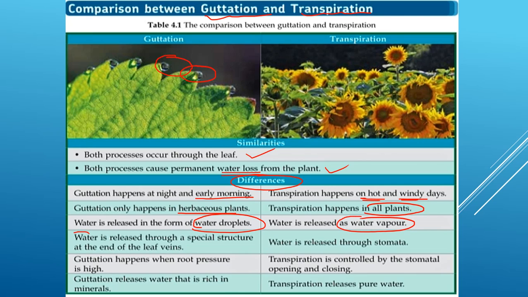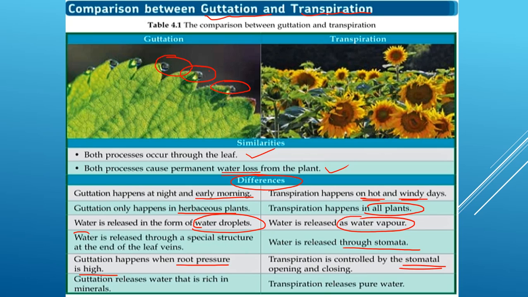Guttation, water is released through a special structure at the end of the leaf veins. Di hujung-hujung urat daun itu, so water akan dilepaskan dalam bentuk water droplets. Tapi di sini water vapor itu released through stomata. Guttation happens when root pressure is high, while the transpiration is controlled by the opening and closing of the stomata.